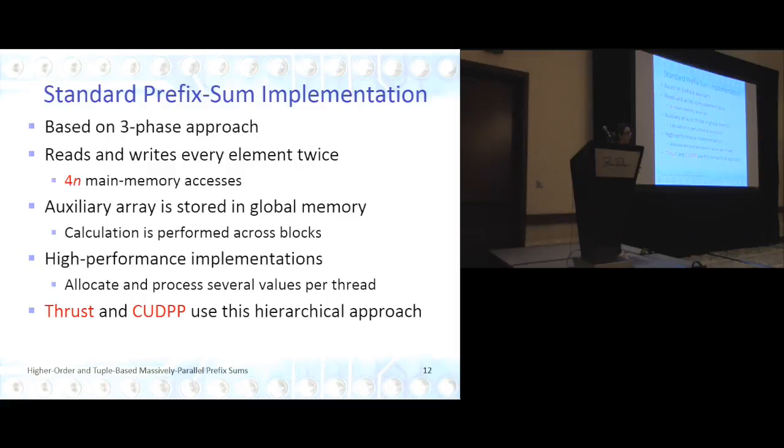The auxiliary array needs to be stored in the global memory because the computation is between blocks. Many high-performance libraries have multiple values per thread. That gives us better performance. And Thrust and CUDPP are among those libraries that use this algorithm.